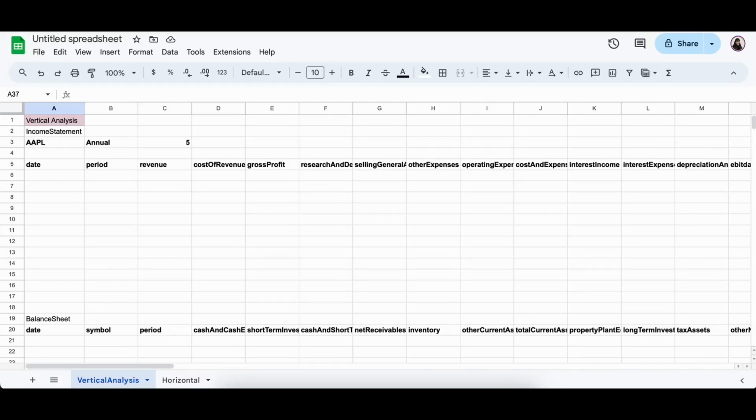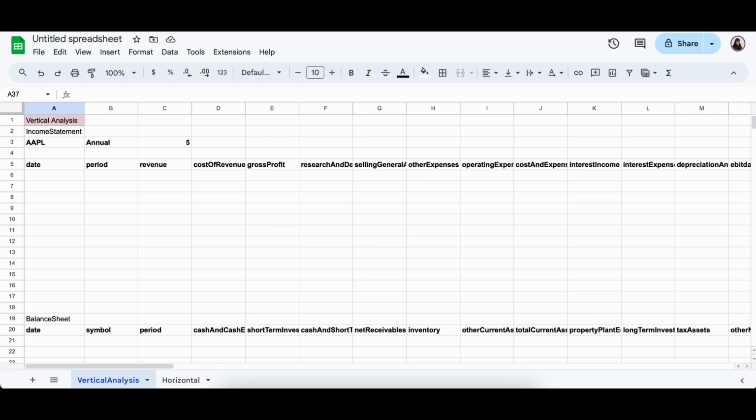All right, dear investors and traders, let's see how we can perform vertical and horizontal analysis using Financial Modeling Prep. First of all, these two analyses will help you understand a company's financial statements, and you will be able to see which items are rising, and you will be able to detect abnormalities.